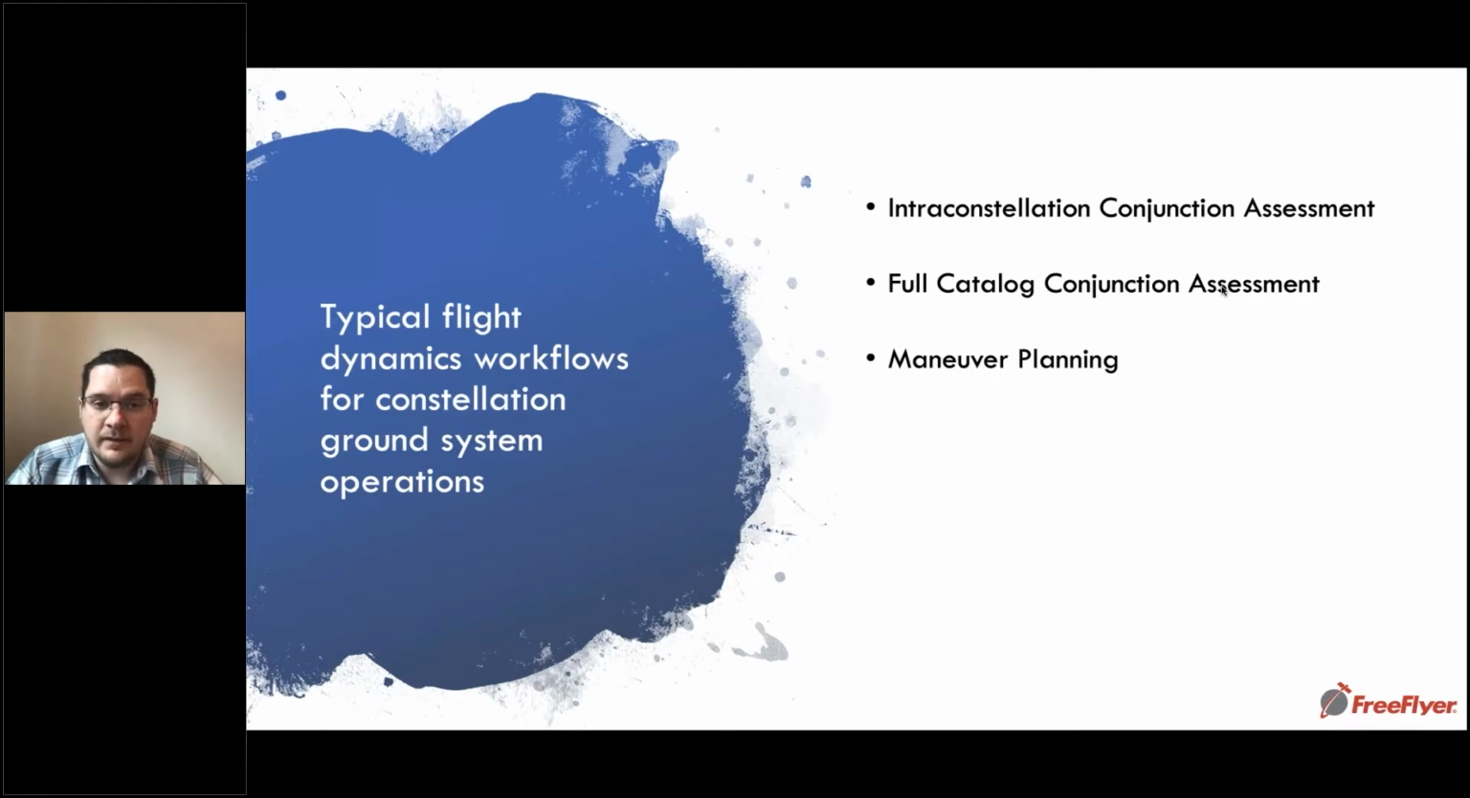Maneuver planning is obviously pretty key to being able to maintain a high quality constellation. So maneuvers are often performed, say, on a weekly cadence. And when you perform maneuvers, maneuvers can be off nominal. And so it's critical to be able to measure and reconstruct what occurred during the maneuver so that you can calibrate thrusters moving forward.